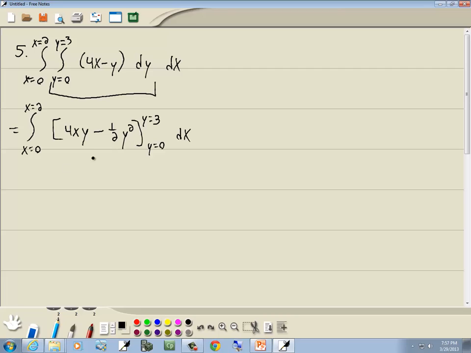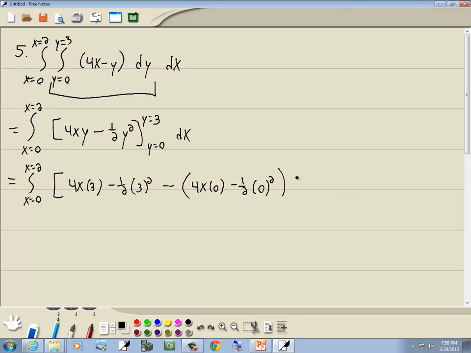Well, now we want to plug these in. And again, keep in mind what we're doing. We're plugging these in for y. So this becomes 4x times 3 minus 1/2 times 3 squared minus, and then I put a parentheses because this has to affect everything that follows it. I put 0 in for y. So I got 4x times 0 minus 1/2 times 0 squared and dx.